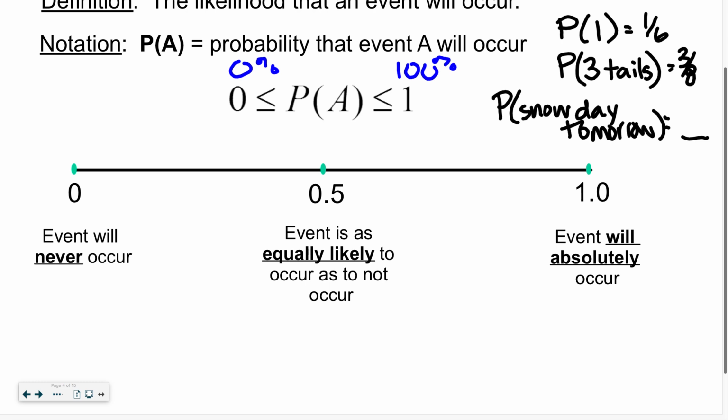Besides tomorrow's snow day calculator, can you give me an example of another event that is equally likely to occur as to not occur? A coin flip. What's the probability of getting a head? 0.5. What's the probability of not getting a head? 0.5, right? So that has a fair probability. You probably are hoping for fair things. In the case of a coin toss, you want it to be a fair coin toss.